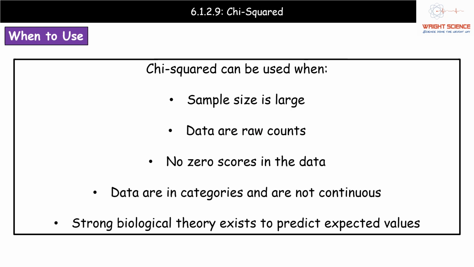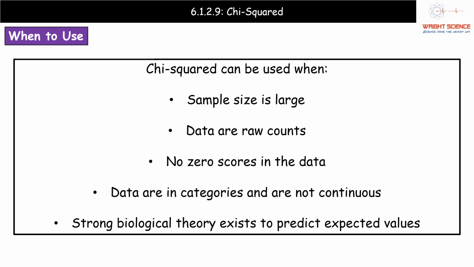Okay, so when we're thinking about when we're able to use chi-squared, then we can use it if we have a large sample size. The data that we have in front of us are raw counts, so they haven't been processed into anything weird like percentages, etc. Just literally numbers. We have no zero scores in the data, and we've got categories but not continuous data, so we need discrete categories really for this. And the last thing that we need in order to use chi-squared is a strong biological theory that we can use to predict expected values.